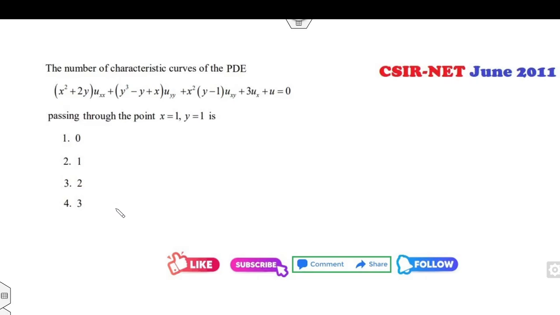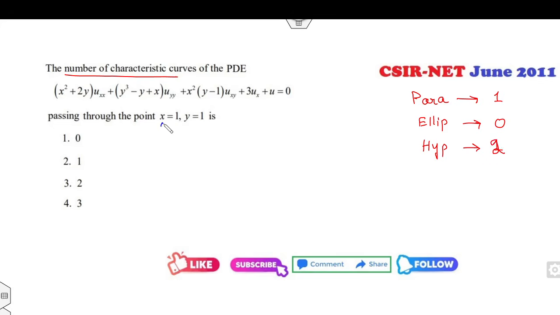I hope you learn many tricks for solving this problem. The number of the characteristics curve passing through this point. Again, if you prove that this is parabolic, then there is one characteristics curve. If you prove that it is elliptical, then there is no characteristics curve. If you prove that it's hyperbolic, then there are two characteristics curves.